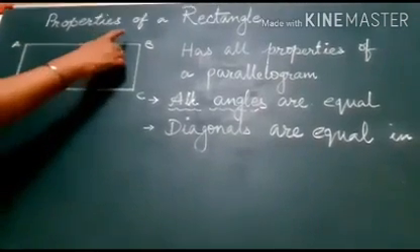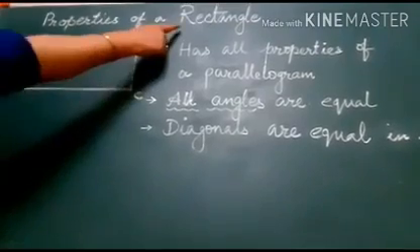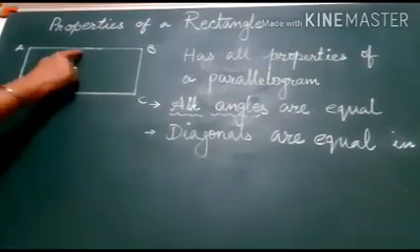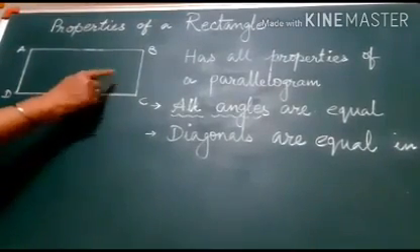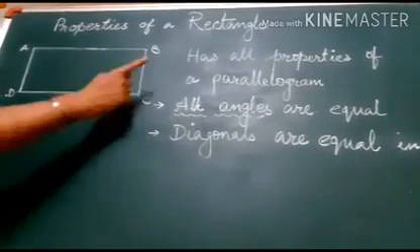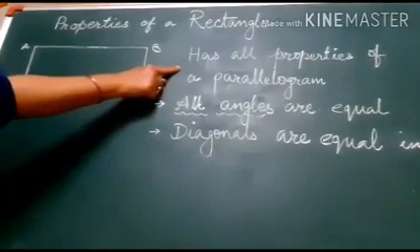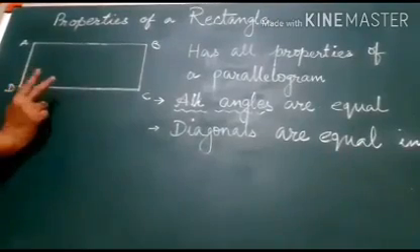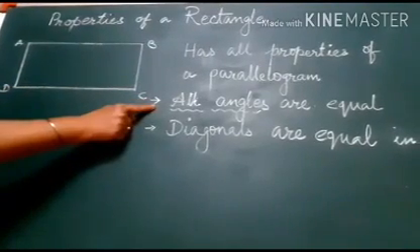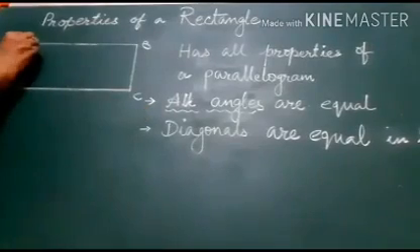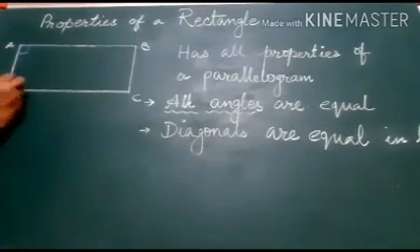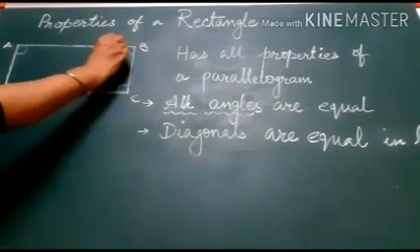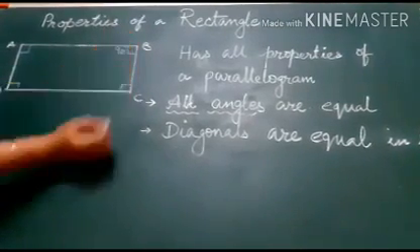Now let's see another special type of parallelogram, which is a rectangle. You have already learnt about a rectangle. Its opposite sides are equal. It is also a parallelogram, so it has all the properties of a parallelogram. Other than the properties of a parallelogram, it has some special properties. The first one is all angles are equal. These are the angles, and you know, in a rectangle all these four angles are equal and each one of them measures 90 degrees.